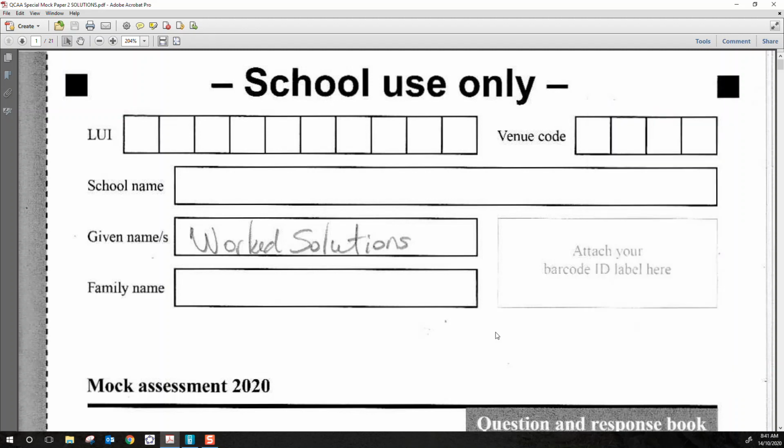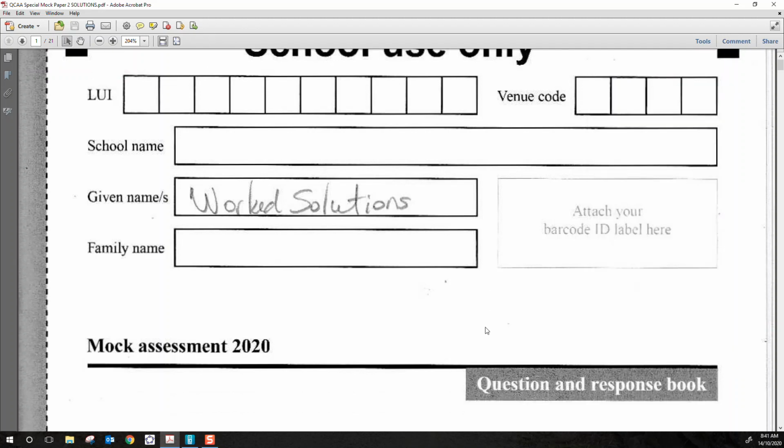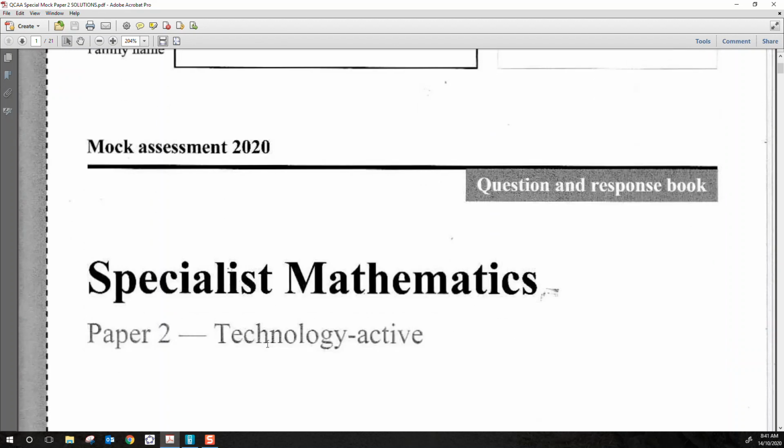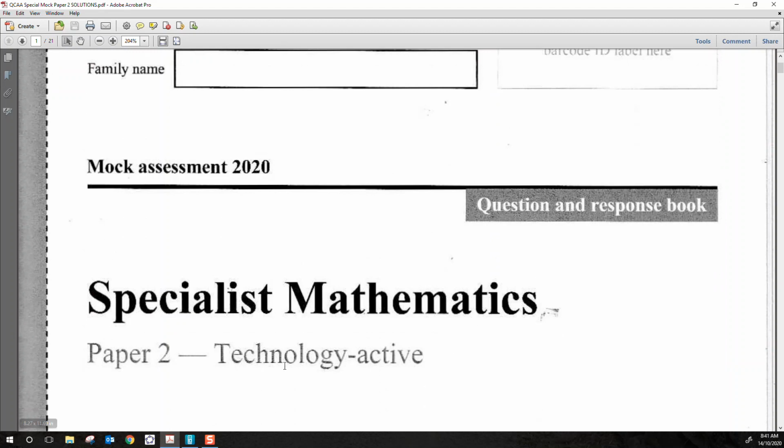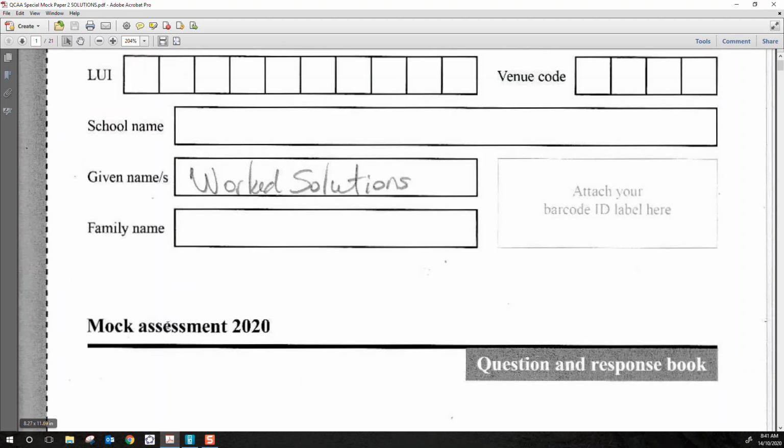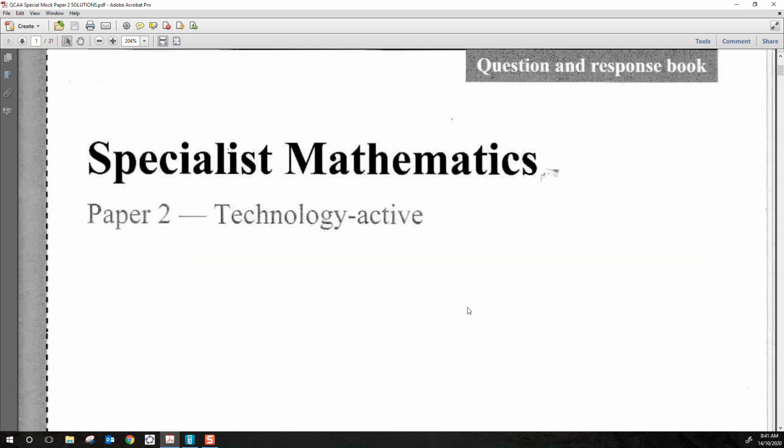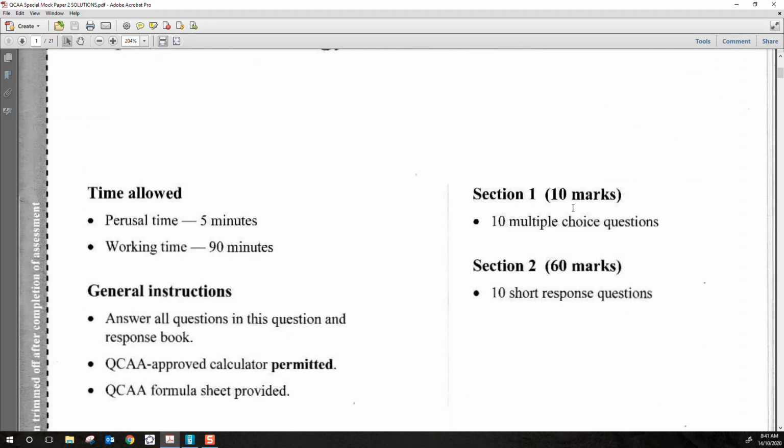Hi everyone. Today I'm going to go through the multiple choice solutions to the Specialist Maths, QCAA Specialist Maths Paper 2, just the multi-choices, and this is the mock assessment from 2020. So first thing to note, you have 70 marks to achieve in 90 minutes.